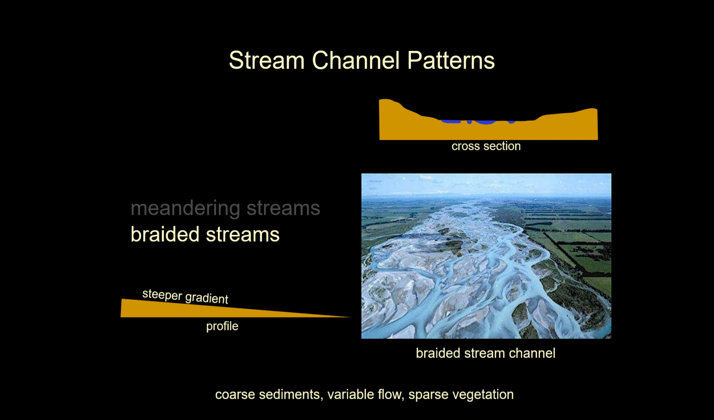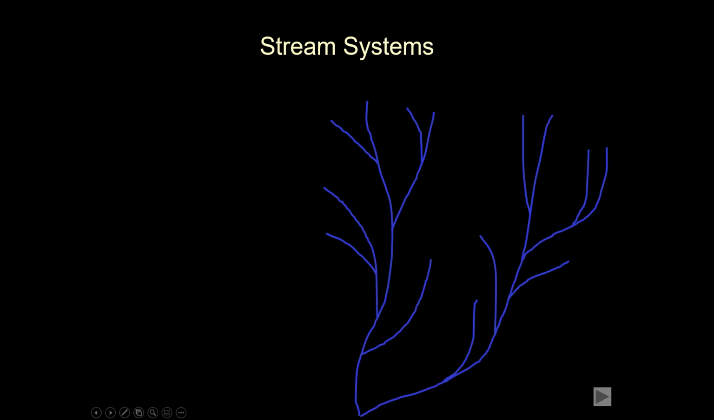And these braided stream channels are associated with coarser sediments, variable flow, meaning sometimes the water level is much higher than others, sometimes they look almost dry, and sparse vegetation.